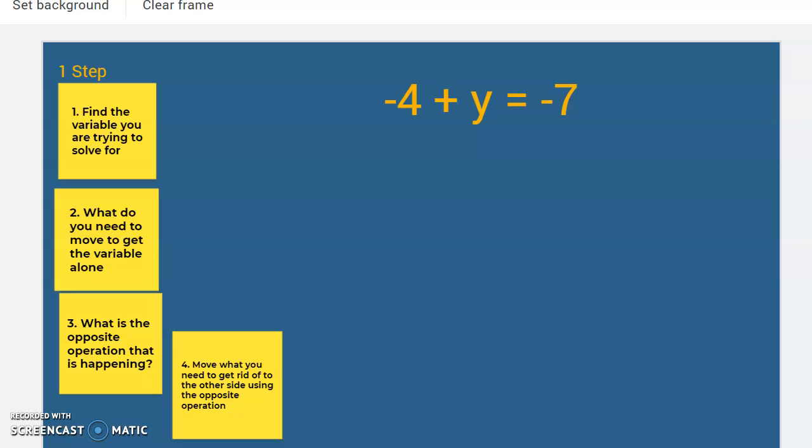Looking at a second example, we have negative 4 plus y equals negative 7. Again, we are solving for y. We want to keep y here and move everything else. So the only other thing that's on the same side of y is negative 4. So our operation that's happening right now is a minus sign. So the opposite of minus is plus, and our number is 4. And what I do on one side, I have to do on the other side.